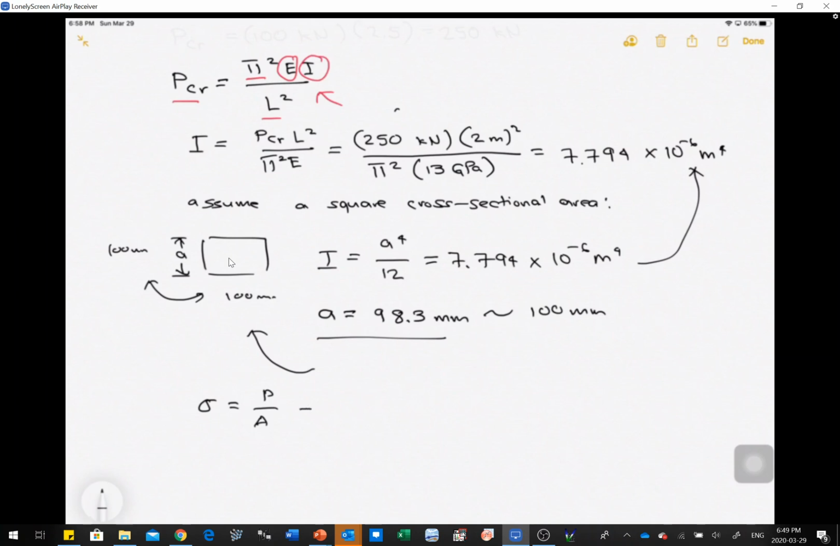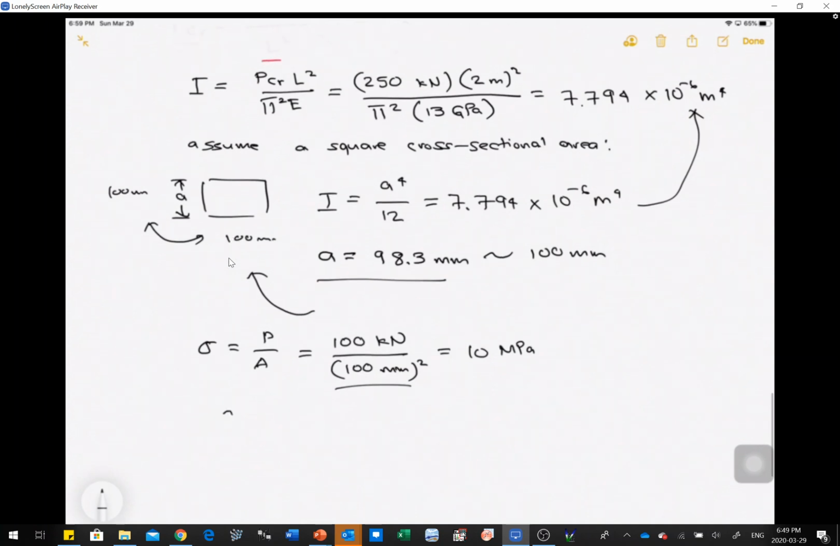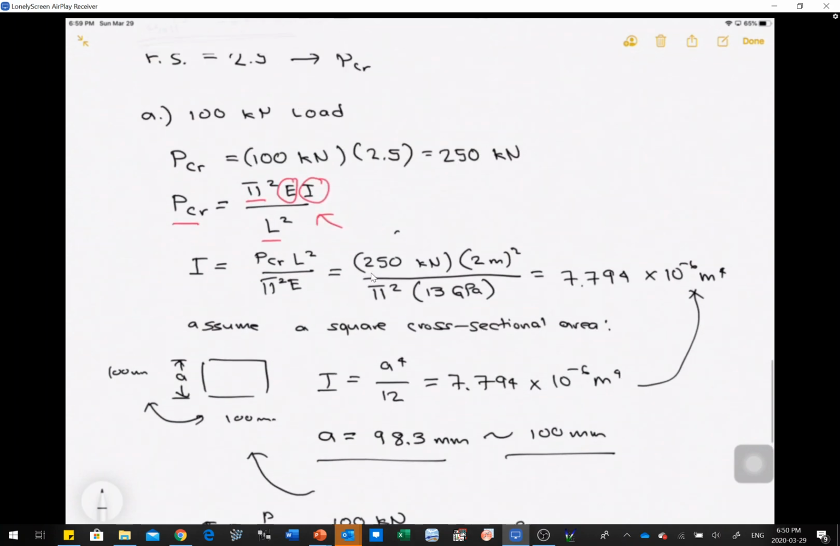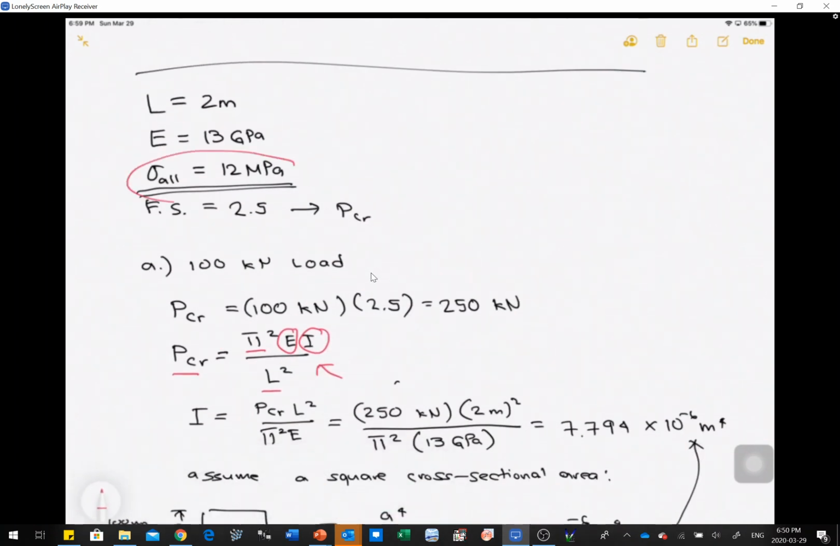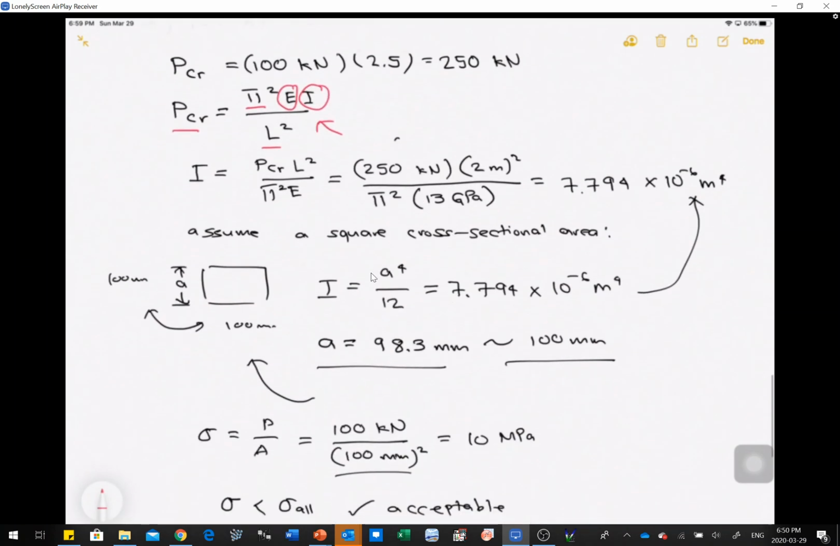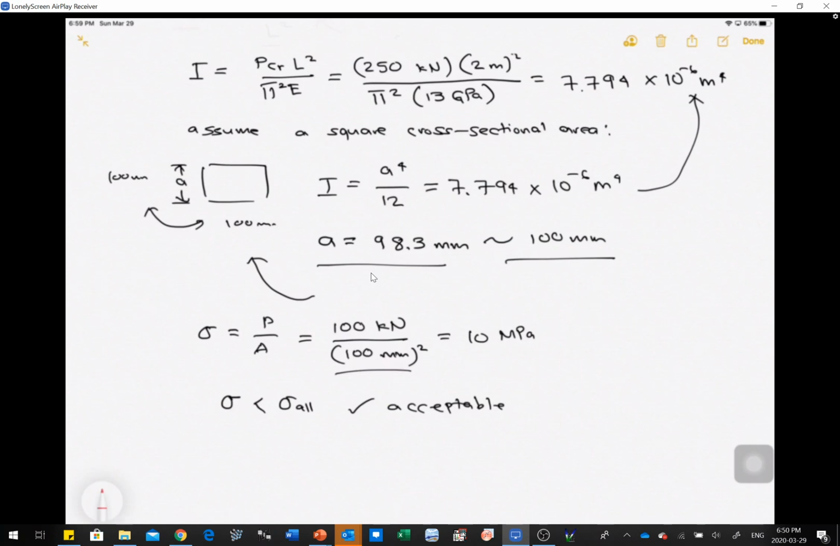In this case, P, we can put 100 kilonewtons, which is our given value without the factor of safety, divided by your area, 100 millimeter by 100 millimeter. Now the area of square is this right here, and then you will end up with 10 MPa. Eventually you will see that this stress is less than your allowable, which means it's acceptable. It satisfies the allowable stress right here, which is 12 MPa. It satisfies everything here, so we can design our structure as a square with this dimension right here.